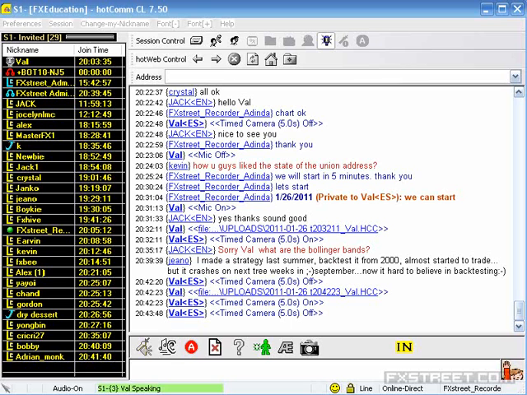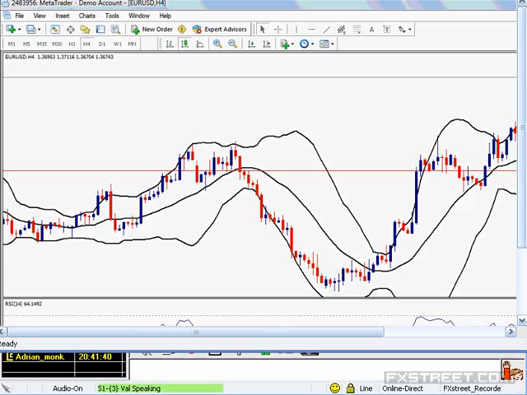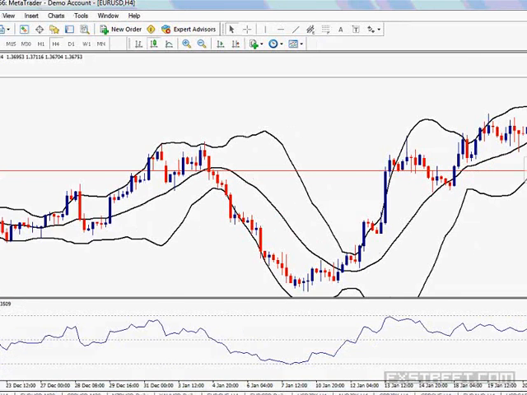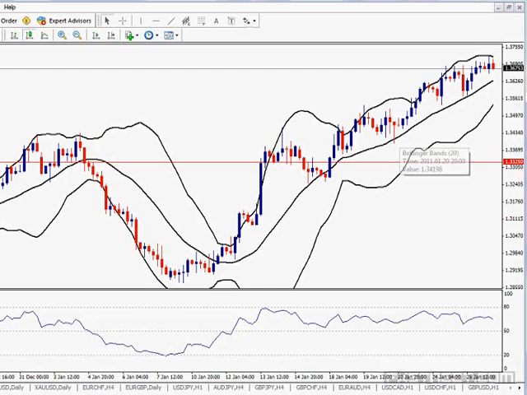Okay, we have a couple of questions. Chuck says, sorry, but what are the Bollinger Bands? Bollinger Bands is an indicator based on a 20-period simple moving average. There's one in the middle, and it has two standard deviations that can also be modified. This is a common setting.